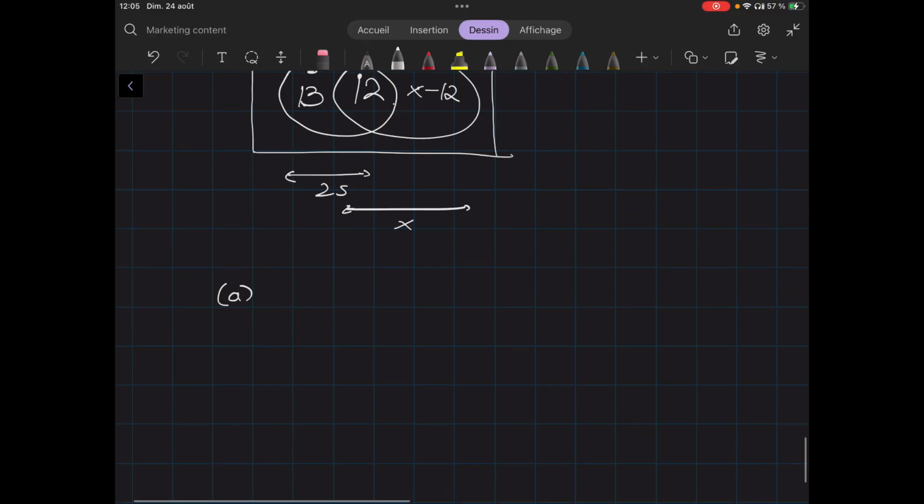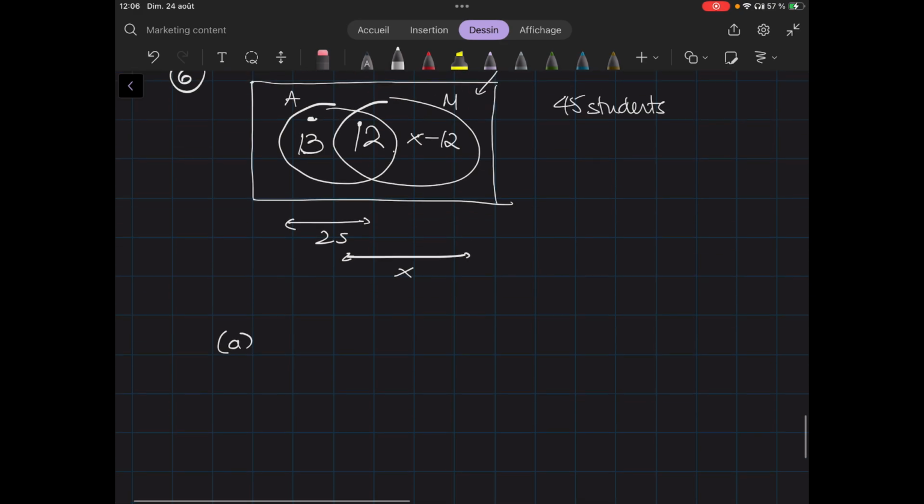Part A. We know that the class has 45 students. And to maximize this, let's assume that all students take part in either art or music or both. For this to be true, 13 plus x has to be equal to 45, or x is equal to 32. This is the absolute maximum that we can have.